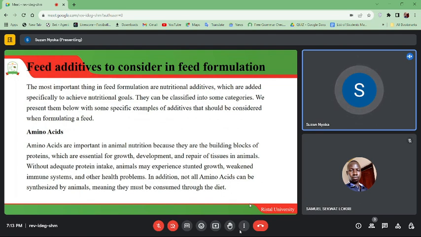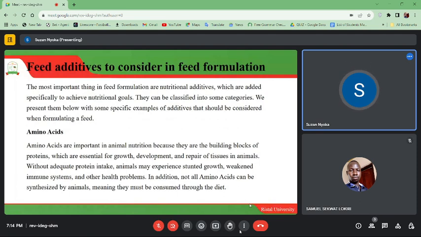Amino acids are important in animal nutrition because they are the building blocks of protein, which are essential for growth, development, and repair of tissues in animals. Without adequate protein intake, animals may experience stunted growth, weakened immune system, and other health problems. In addition, not all amino acids can be synthesized by animals, meaning they must be consumed through the diet. So, one thing you need to consider is the presence of amino acids.